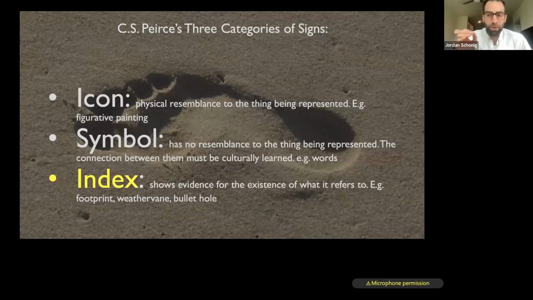So look at this footprint. The footprint does indeed resemble a foot, but importantly, it also indexes the existence of a foot that was there in the past. Because we believe when we see the footprint that a foot imprinted itself, materially caused the sign to exist, and in doing so, caused a little sliver of its own existence that we can pick up.